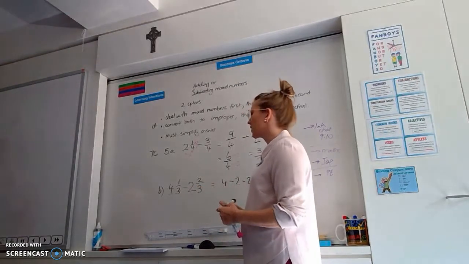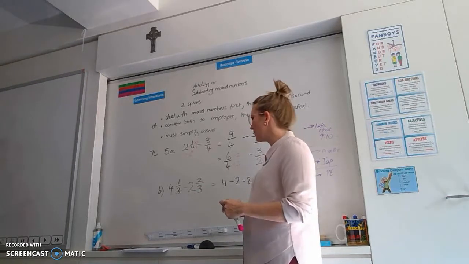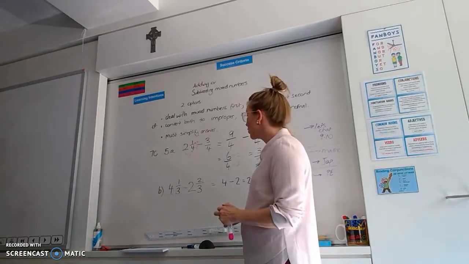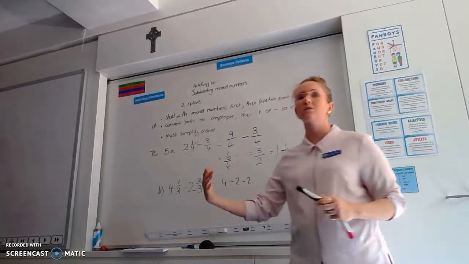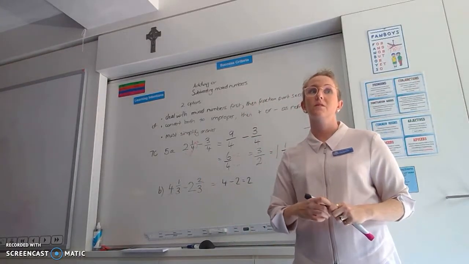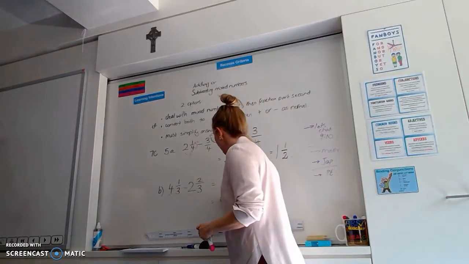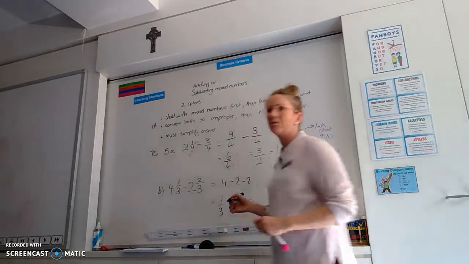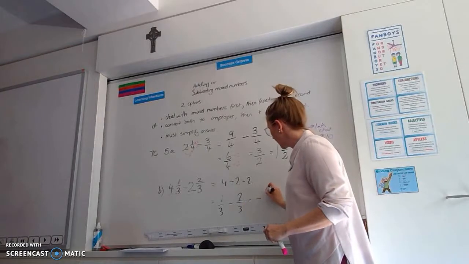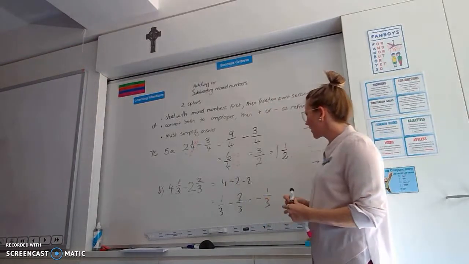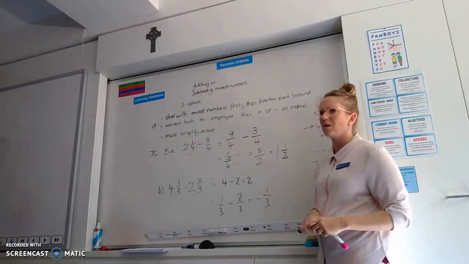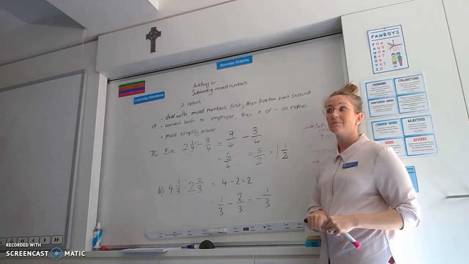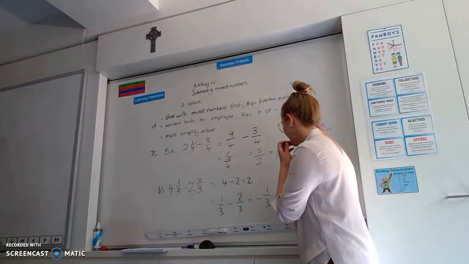Always show your working. 1/3 take away 2/3. Can we do that? I mean, you can, but it's a bit tricky. 1/3 take away 2/3 would lead me into negatives. We can do it. It's actually a negative third, isn't it? So what am I going to do with the 2 and the negative 1/3? Subtract the 1/3 from 2.